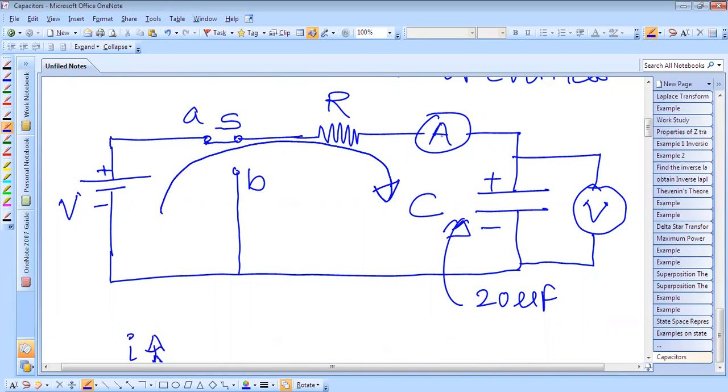Initially this ammeter, which was showing the maximum reading, starts reducing over time. In due course of time, the current flowing through the ammeter will reduce to zero. When it reaches zero, at that time the capacitor is fully charged.